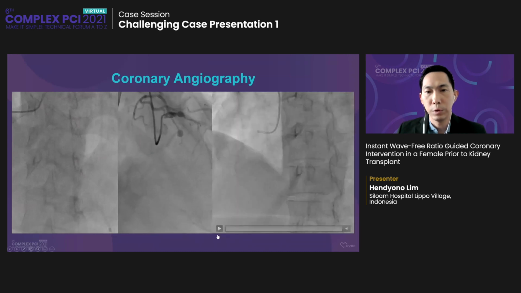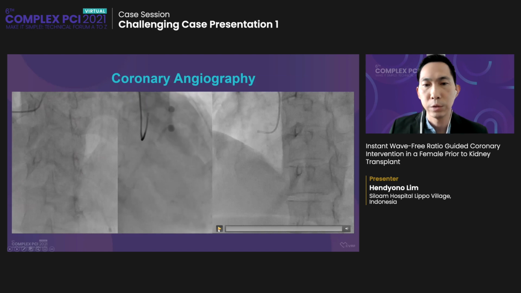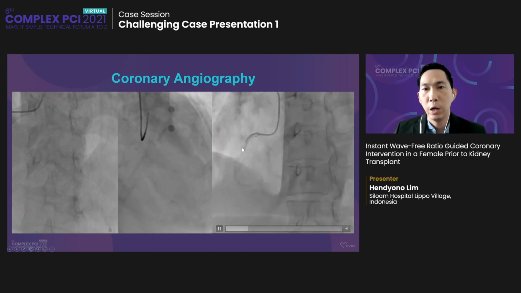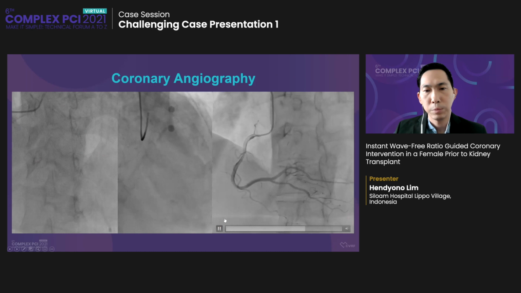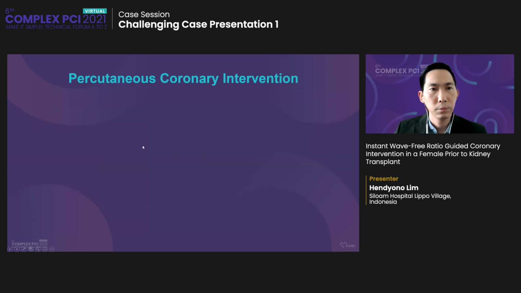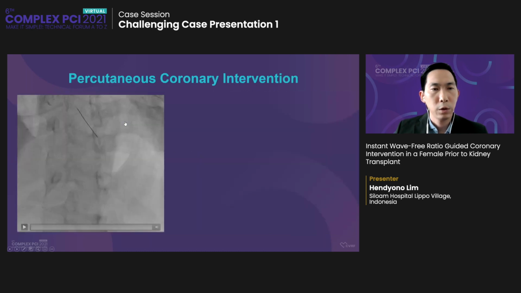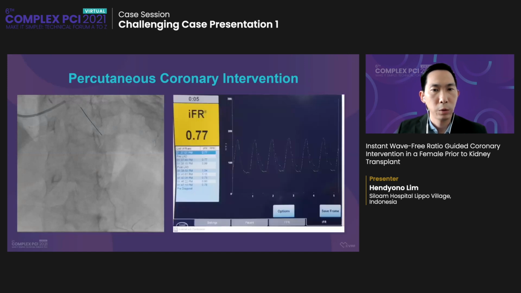And also from the right coronary artery, we can see there's a mild stenosis in the mid, about a 30% lesion. For the mid LAD, we see there's a borderline stenosis with about 70-80%. So we considered performing the intracoronary physiology examination with iFR. We inserted the guide wire in the mid LAD for the iFR.